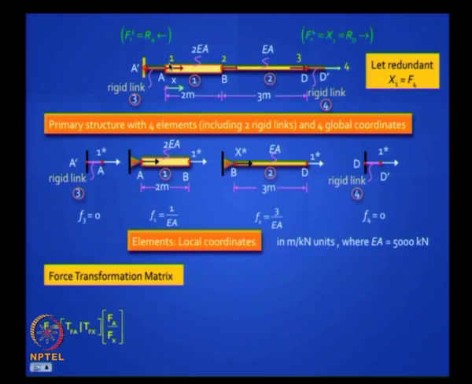Mind you, there are four global coordinates, 1, 2, 3 and 4. 1, 2, 3 belong to active coordinates, 4 belongs to redundant coordinates. So, the size of this vector is 4 by 1. The size of F star is 4 by 1 because there are 4 elements. So, the size of this is 4 by 4. Give me that matrix, 4 by 4. How do you get the answer?